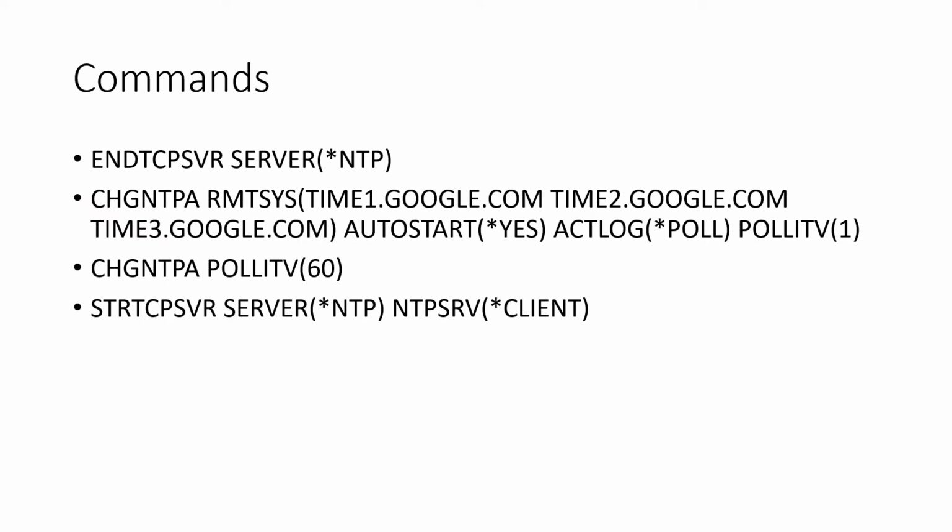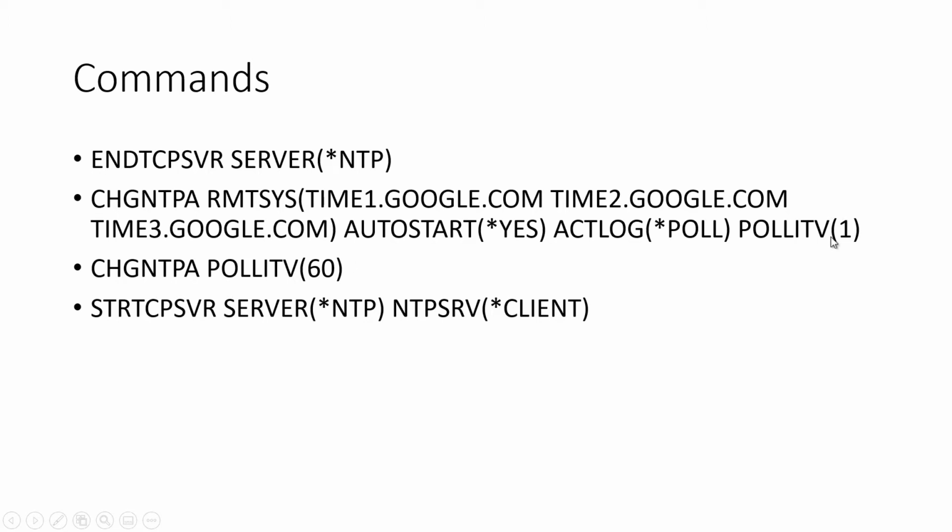These are the commands we will run on an IBM i system. First we end the NTP server, no matter what you have. Probably you don't have it started, but anyway, it does not hurt. And then we use the CHGNTPA command to change the NTP attributes to specify time servers and other attributes. Here we use the Google time servers.